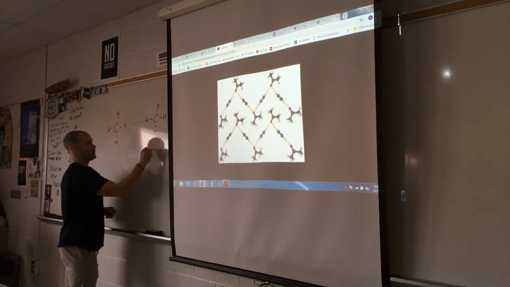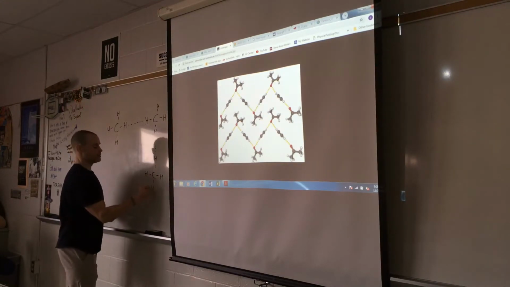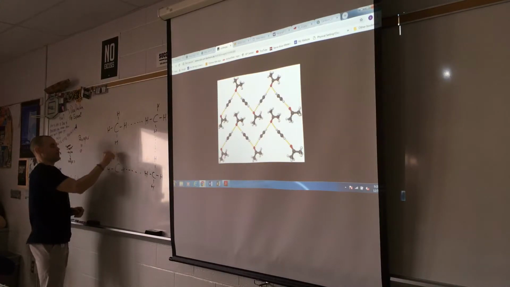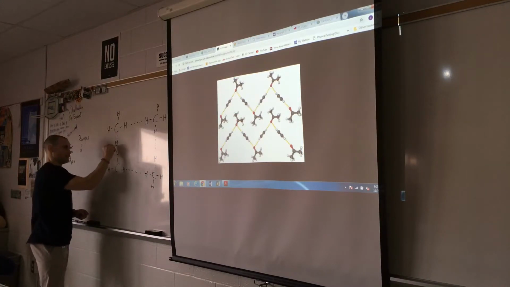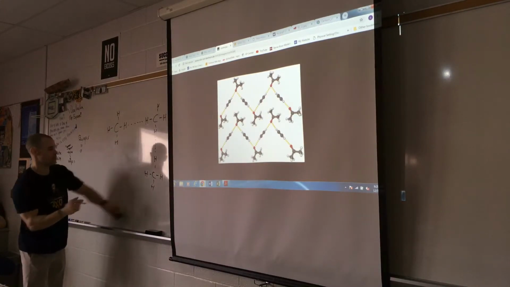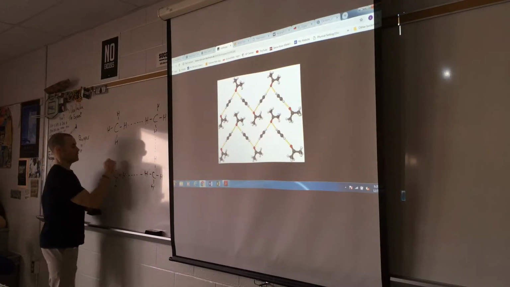So if I drew this on the board, it's a great example of what molecular is all about. So methane is very weak. It uses dispersion forces to hold itself together.